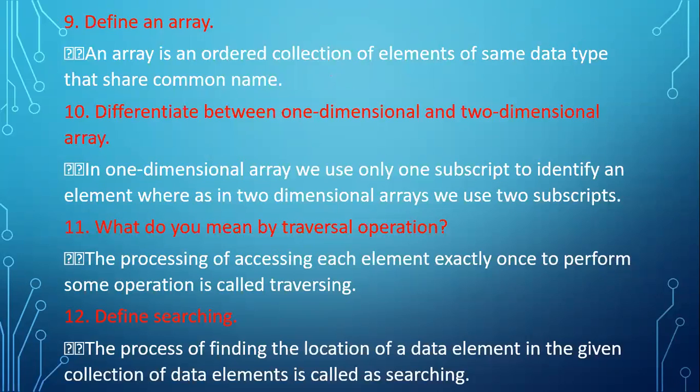Then question number 10. Differentiate between one-dimensional and two-dimensional array. In a one-dimensional array, we use only one subscript to identify an element, whereas in two-dimensional arrays, we use two subscripts. Single-dimensional arrays, one-dimensional array; double-dimensional arrays, two-dimensional arrays. That we have tried in a sentence.